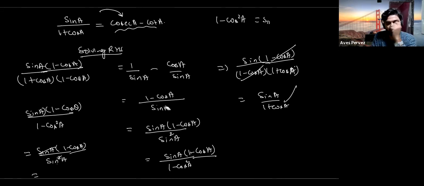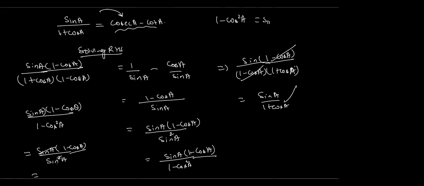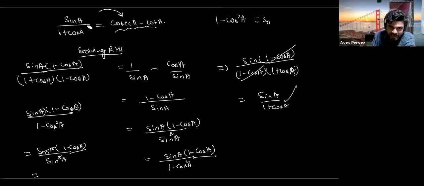But you don't need this one. Actually, you still don't need this one. You need 1 plus cos square a. Whenever you are thinking that you need 1 plus cos, 1 minus cos, something from the value of sine, then you have to think of the relation that sine square A plus cos square A is equal to 1.